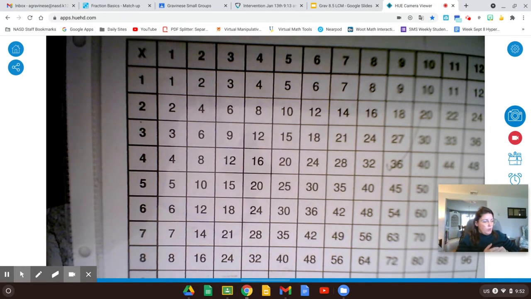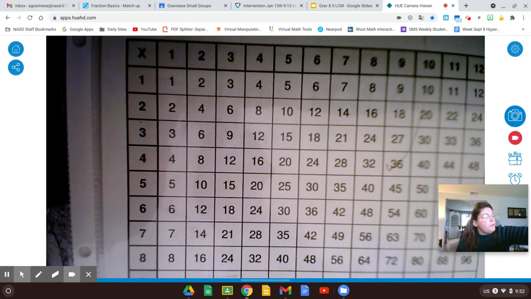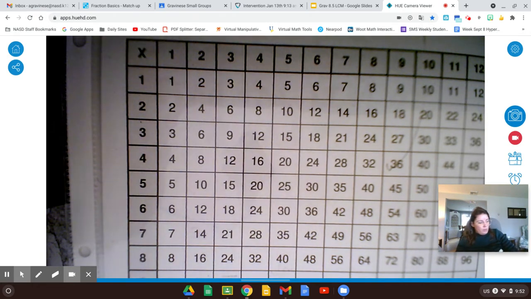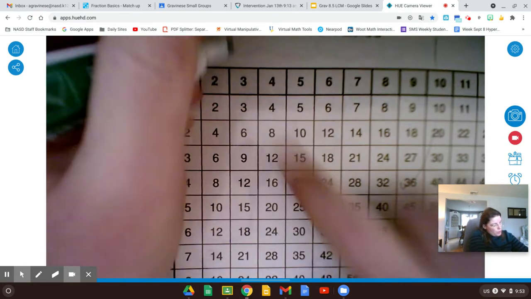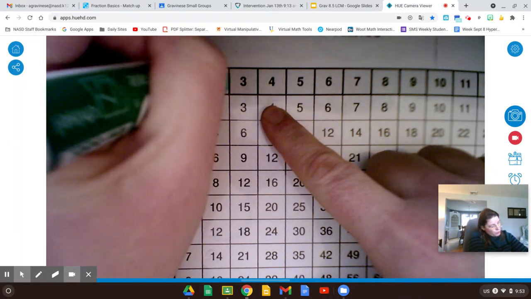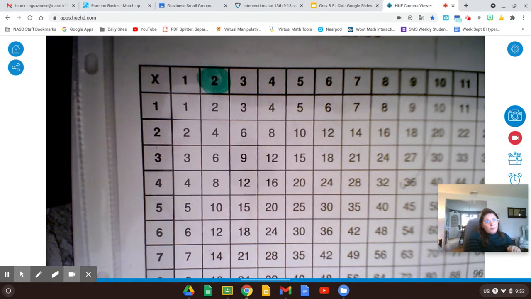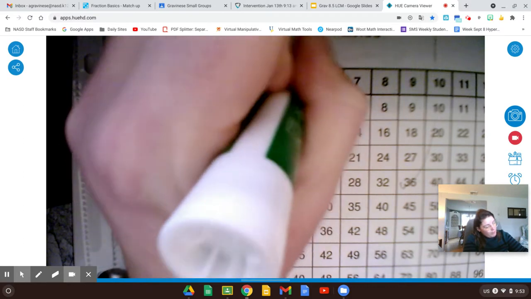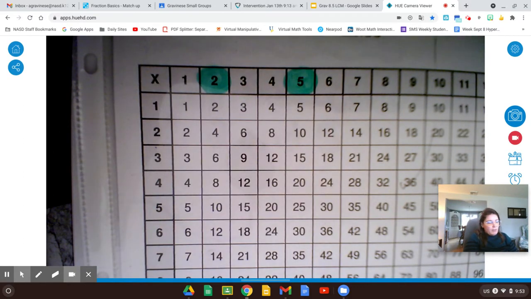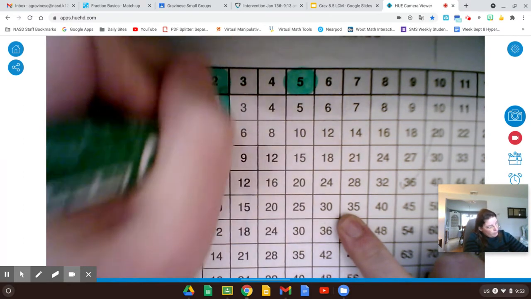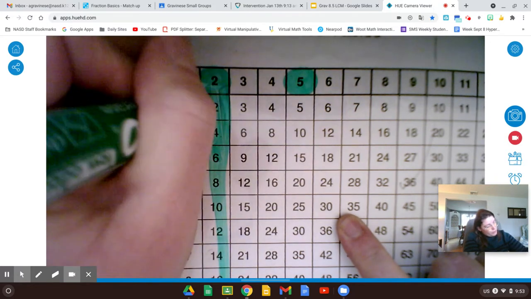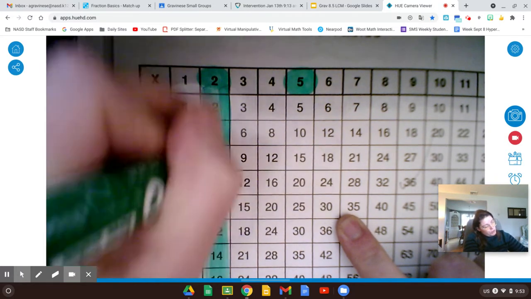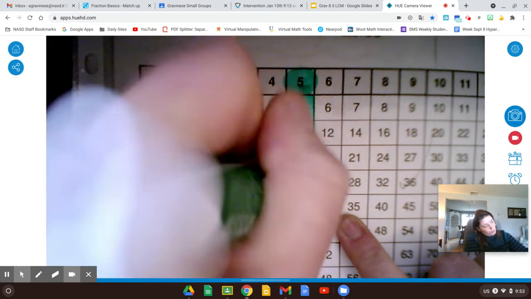Now I'm focusing on my multiples of 2 and 5 for this problem. So I'm going to start by looking at my 2's, and then I'm going to look at my 5's. And that's the only place I'm focusing in. Only looking here for this problem: multiples of 2 and multiples of 5.